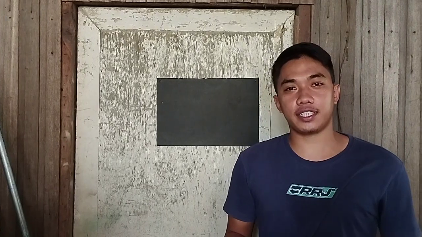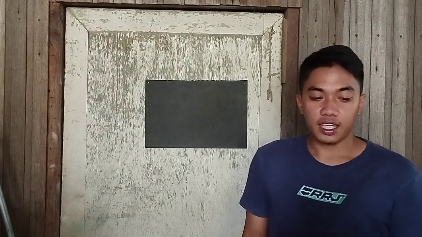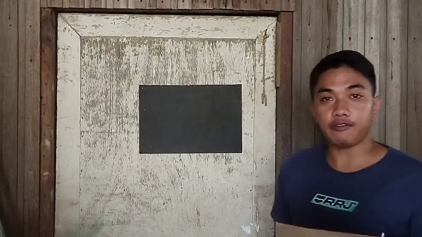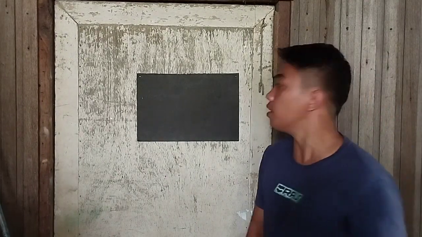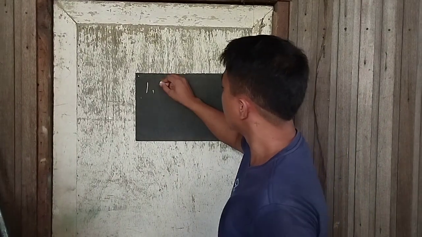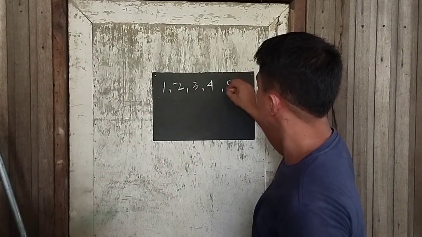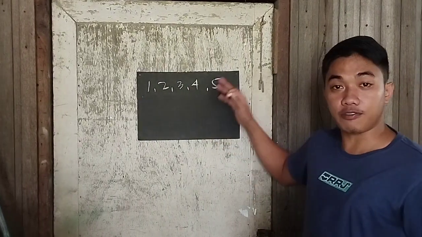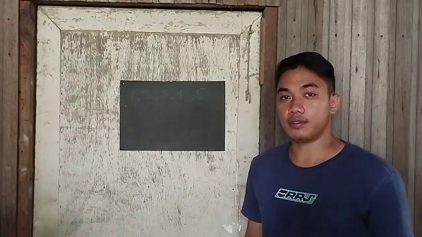Hi, good morning guys. In this video, we will talk about a sequence. A sequence is an ordered list of numbers. A sequence can be finite or infinite. When we say finite sequence, it has a limited number of terms. For example, 1, 2, 3, 4, and 5. As you can see, the sequence ended at 5 as its last term, and that is finite.